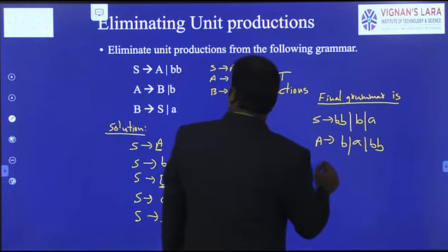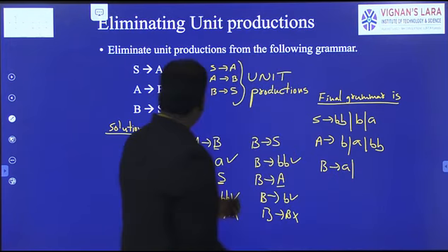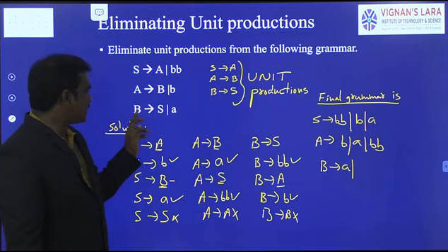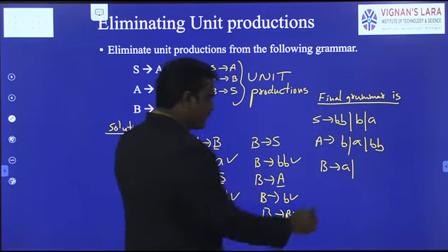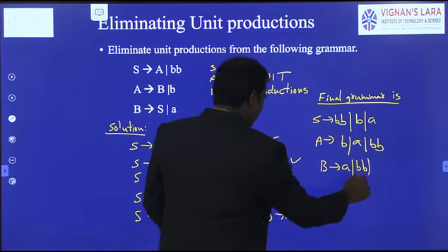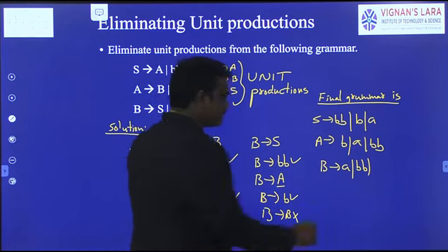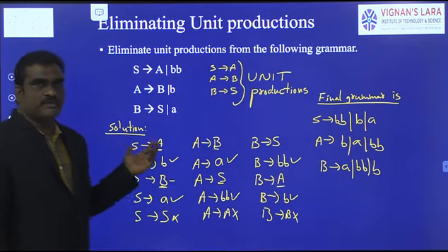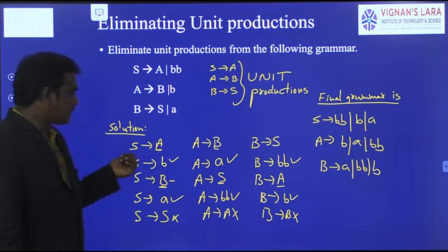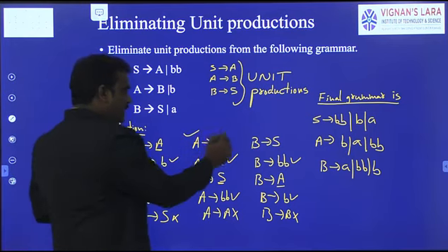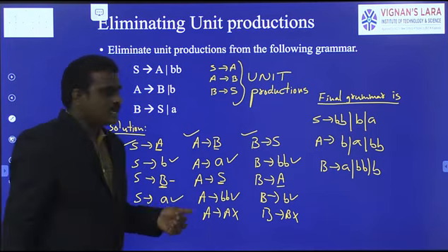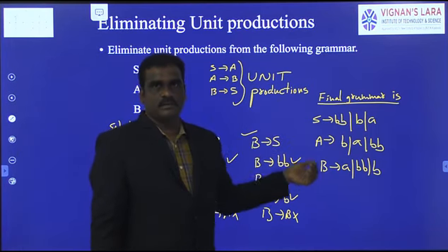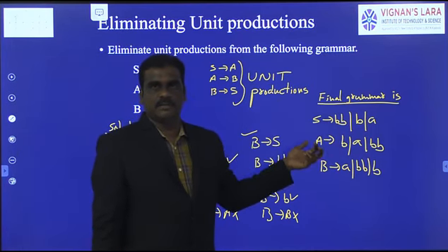Now the final one is B→A, and instead of B→S, you can write B→BB. Next one, B→B. So after elimination of the unit productions S→A, A→B, and B→S, the resultant grammar is this one.